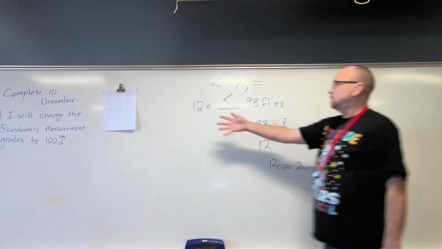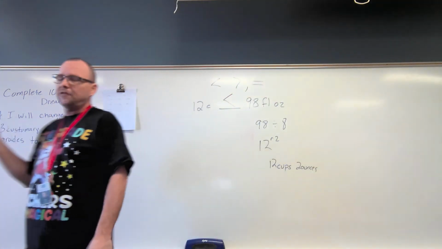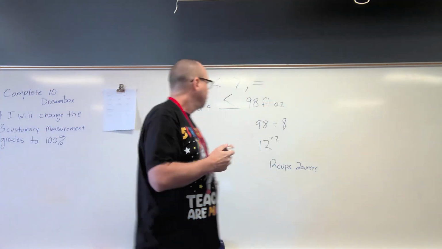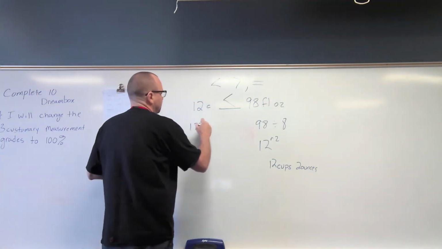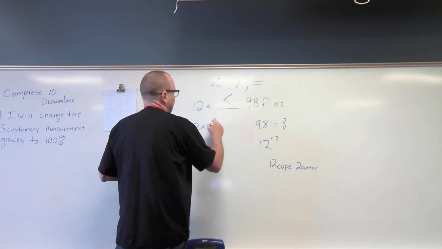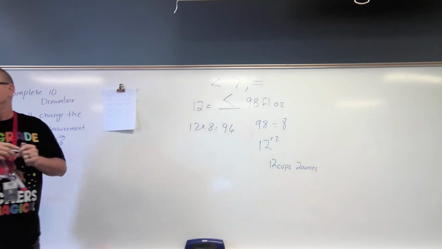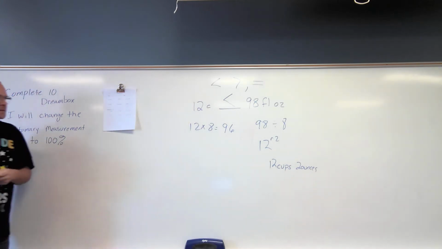We could have changed the cups to ounces. If we'd rather multiply, we can go from cups to ounces, which is 12 cups times 8 ounces, and that is going to give you 96 ounces. And so that again is the same thing.